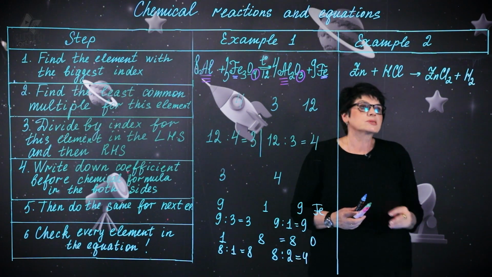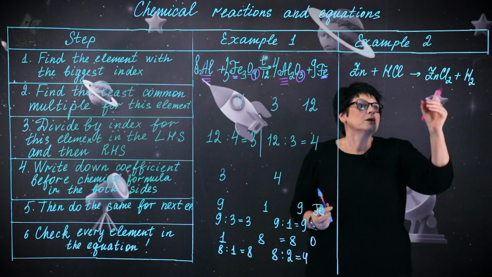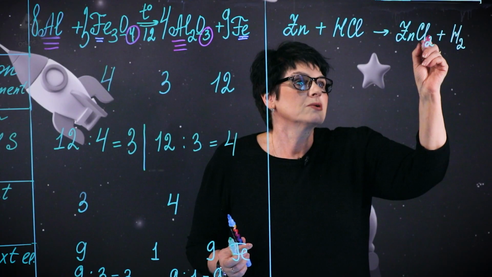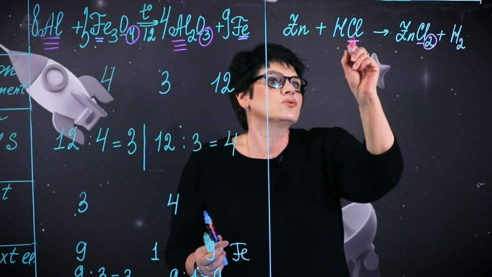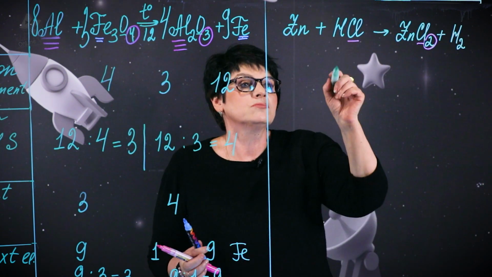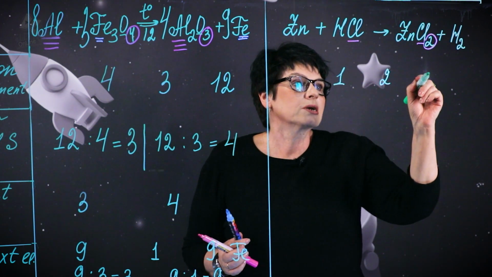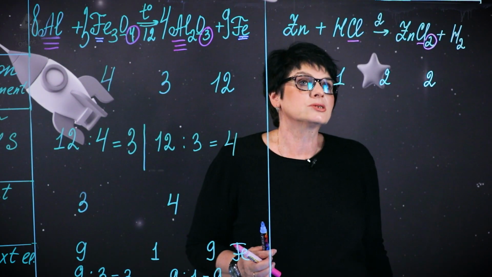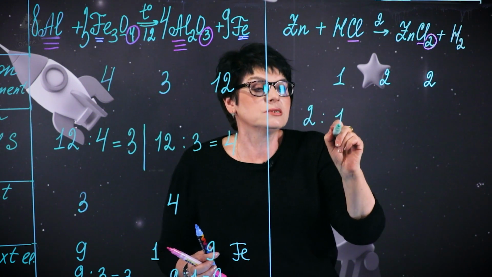So, here we go again, figuring out where to start from. In this case, we can start with either chlorine or hydrogen because their indices are the same. Let's say we start with chlorine. On the left side, we have 1 chlorine, and on the right side, we have 2. So the common multiple between the numbers 1 and 2 is 2. Let us write it down here above the arrow.